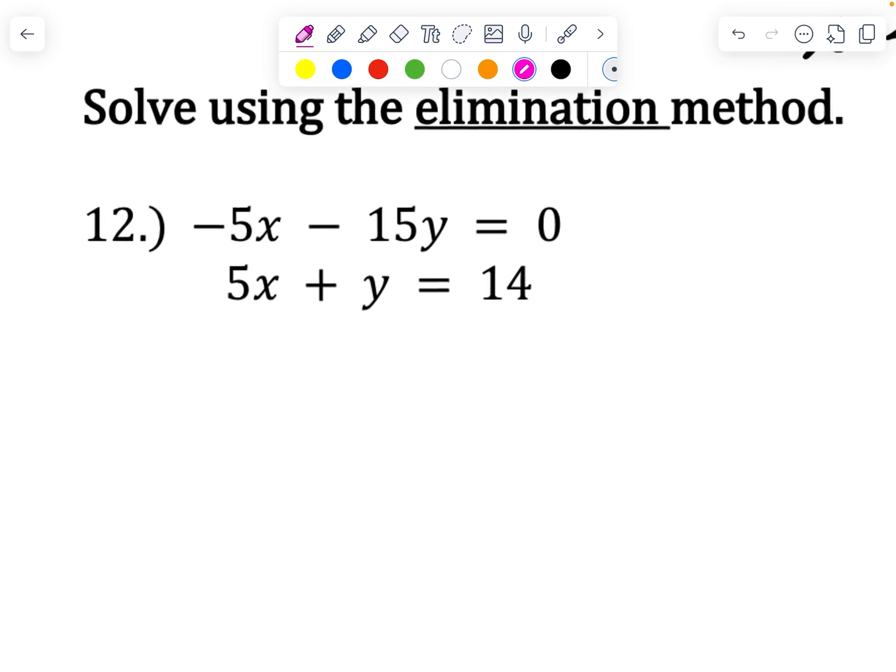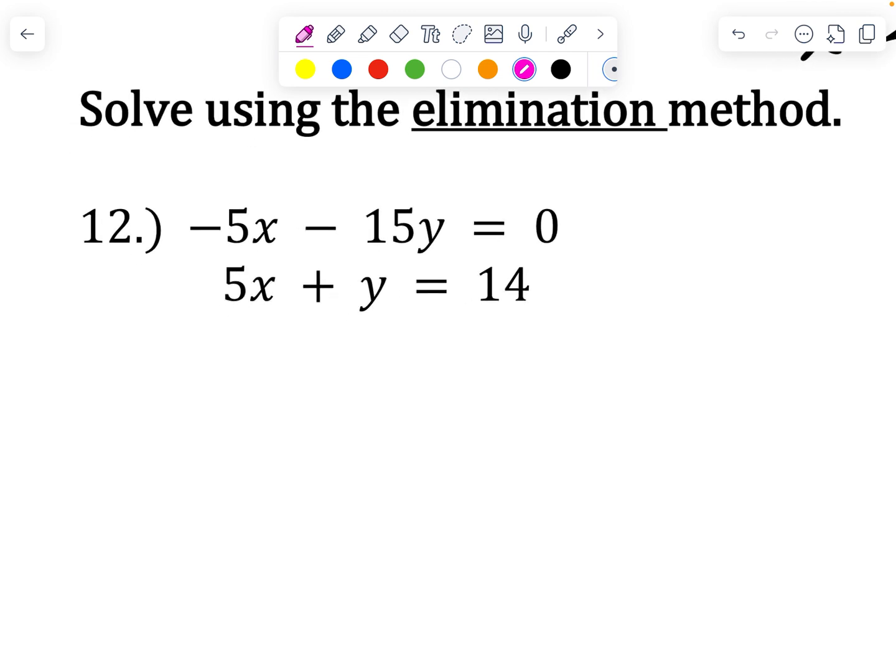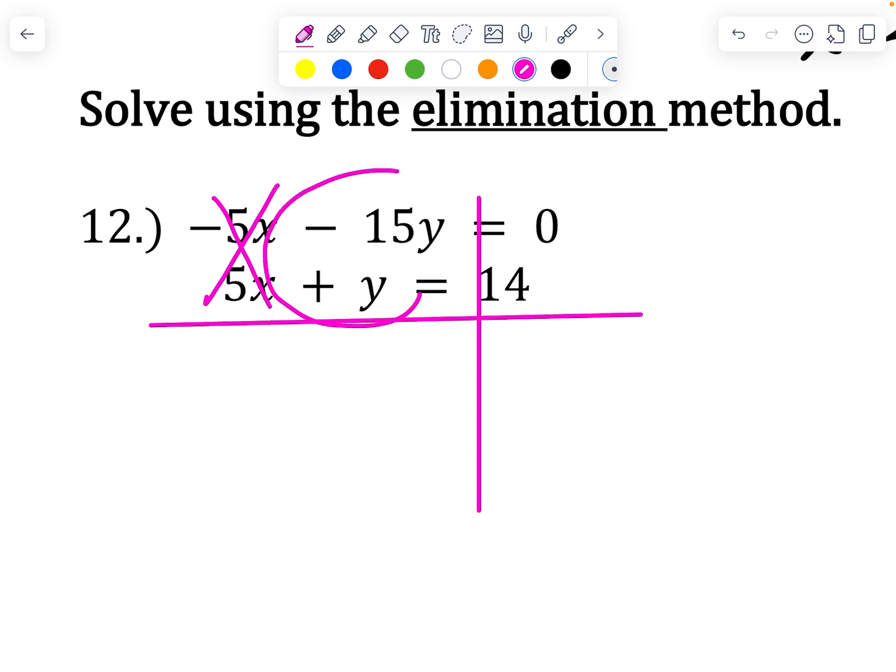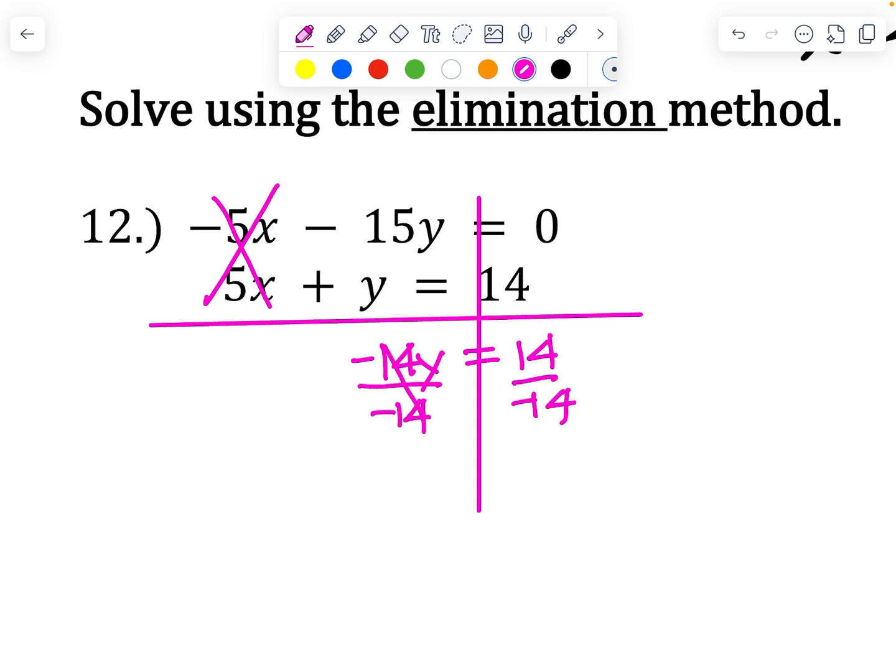Use elimination method. Okay. This one is ready to go because I can cancel these guys. They are opposites. So I love it. It's already set up prettily. Add them up. So these together give me negative 14y. So negative 14y equals 14. Oh, this is super easy. Divided by negative 14 on both sides. So y comes out to negative 1.